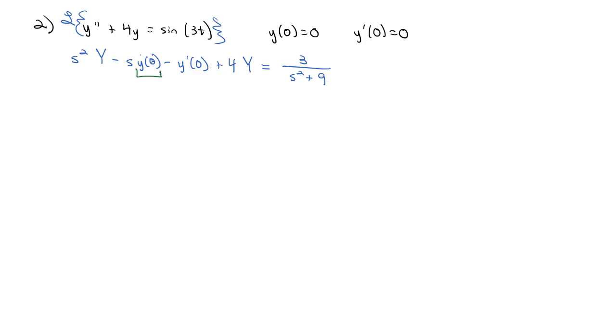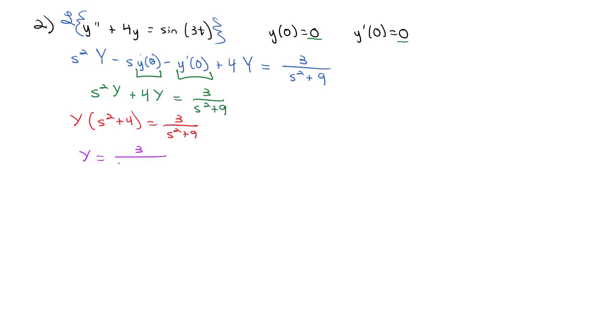Plugging in our y prime of 0 and our y of 0, both of them equaling 0, makes those terms go away. That's real nice. It gives us s squared Y plus 4Y equals 3 over s squared plus 9. Now we can solve the resulting algebraic equation. Factor out the Y to get Y times (s squared plus 4) equals 3 over s squared plus 9. Divide to get Y is equal to 3 over (s squared plus 9) times (s squared plus 4).